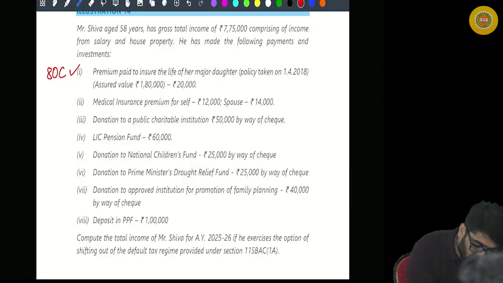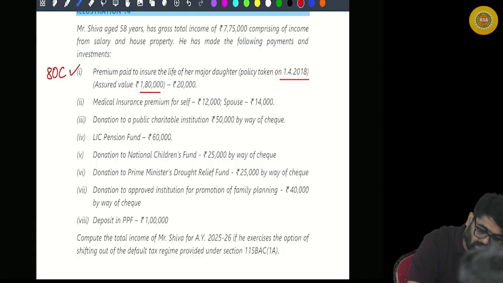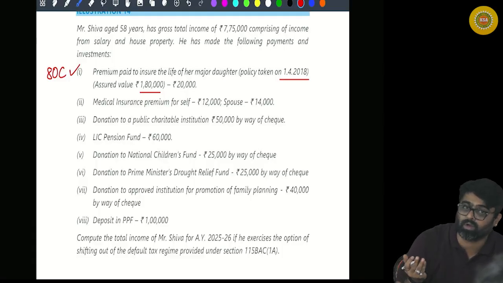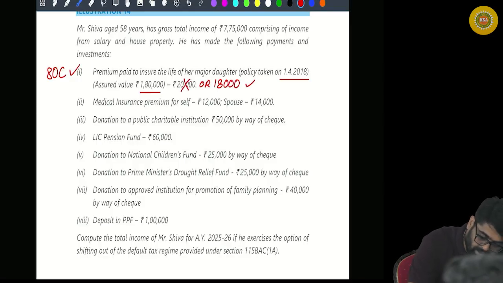How much is the value? 10%. Why 10%? Because the policy is taken on or after 1st April 2013. Yes or no? And the daughter is not handicapped. So I will take 10%. So 10% will be 18,000 as the maximum amount of premium. How much have you paid? 20 will not qualify, 18 will qualify.